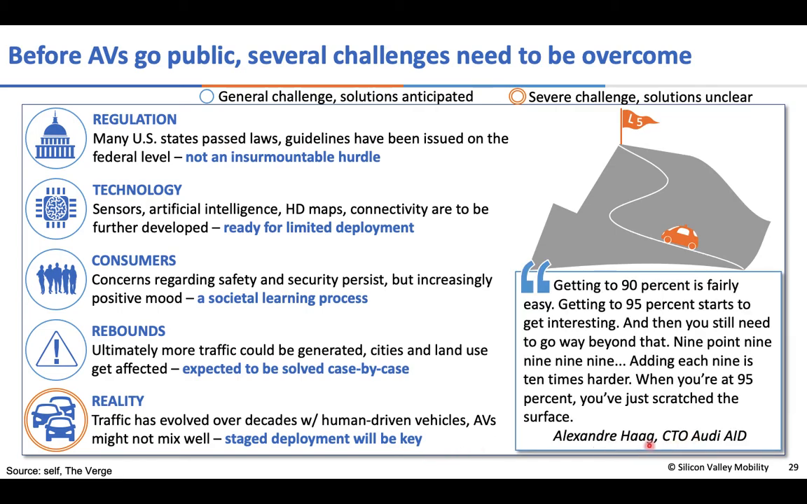I like this quote here from the CTO of the Audi autonomous intelligent driving team. We said getting to 90% is fairly easy. Getting to 95% starts to get interesting, and then you still need to go way beyond that. 99.999, and adding each nine is 10 times harder. When you're at 95%, you've just scratched the surface.